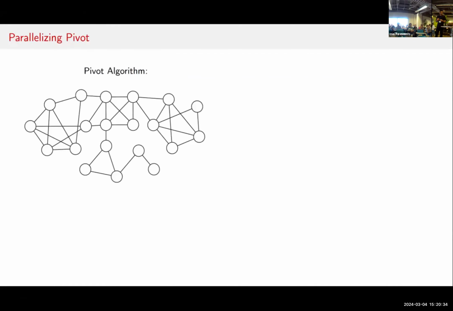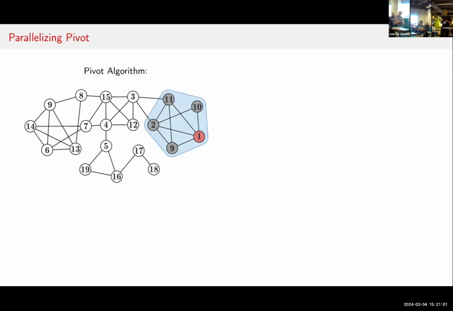Okay, so let's now talk about how we can parallelize the pivot algorithm. So instead of drawing these pivots on the fly, we can first fix a random permutation of the vertices. So say this is a random permutation, and then we process the vertices according to this permutation. So first vertex number 1 would be a pivot. We cluster it with its neighbors. Vertex 2 is now clustered, so the next vertex to consider is going to be 3. That will be the next pivot, and we continue so on and so forth until forming the clusters.